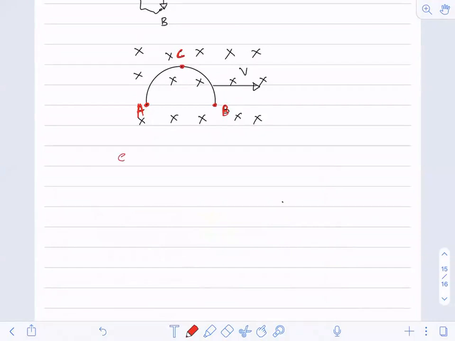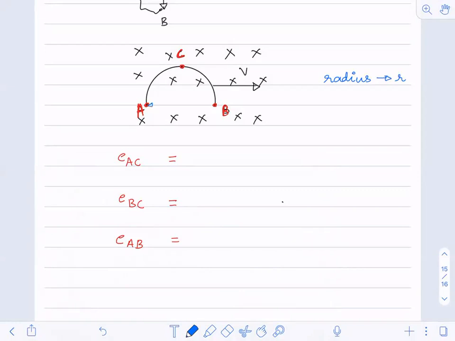So EMF across AC, EMF across BC, and EMF across AB. One by one, we'll analyze all the three. So what did I tell you? Between the ends, you see the length. Suppose R is the radius of this semicircle.